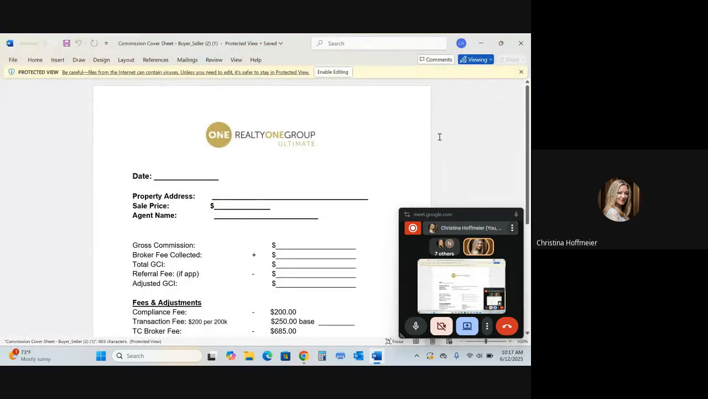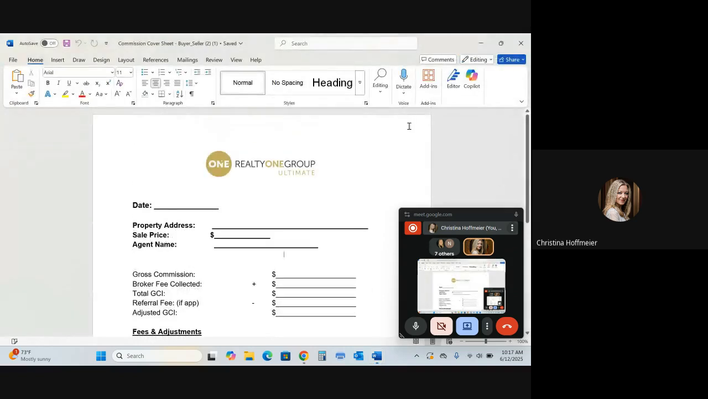Again, it's going to pull it up in Word, and you're going to hit that enable editing button. This way you can go ahead and edit it. So you use the commission processing form once you've closed, you have your fully signed ALTA, you have your check, and you're getting ready to turn that in. There's a couple ways that you can turn it in.